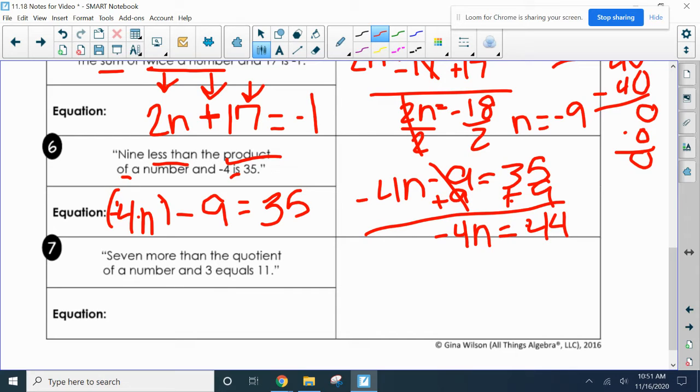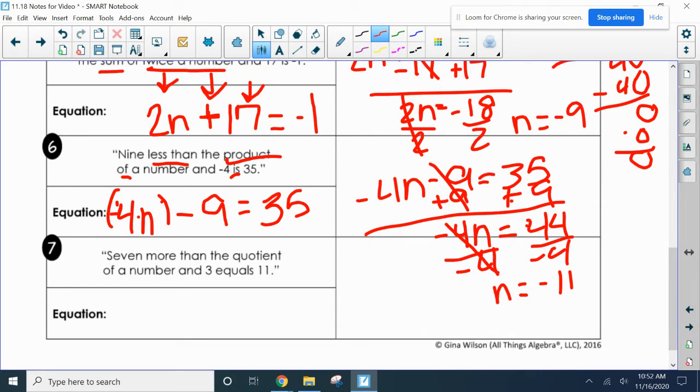We get rid of multiplication with its inverse, which is division. So divide -4, divide -4, cancel, because -4 divided by -4 is just 1. So n, or 1n, is equal to 44 divided by -4. Well, 44 divided by 4 is 11, and a positive divided by a negative, 1 positive, 1 negative, negative 11. If they're the same, it's positive.